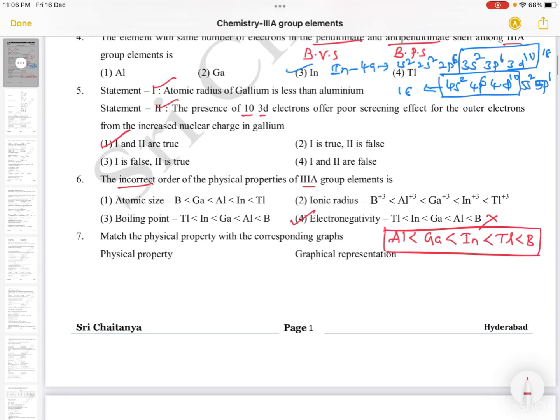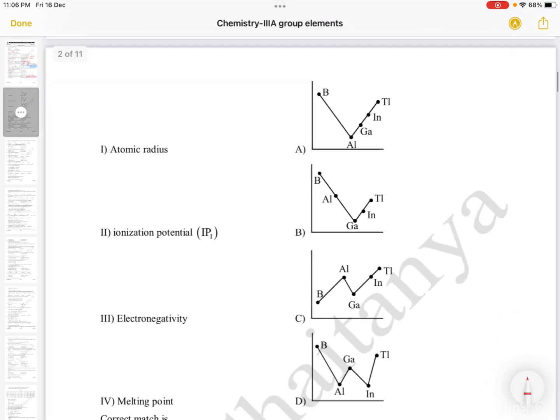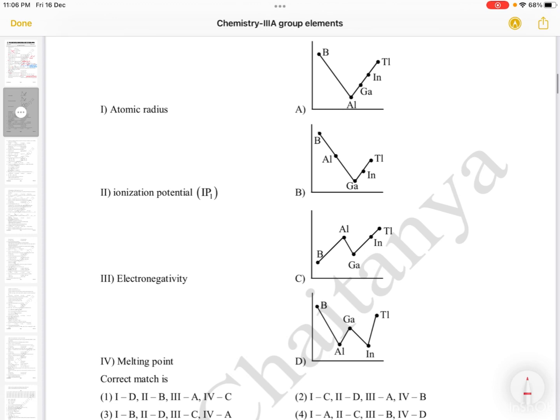Next, match the physical property with the corresponding graphs is asking. So here graphs are given, that is atomic radius, ionization potential, electronegativity, melting point orders are given. So atomic radius, if you observe, top to bottom in a group increases. Means if you observe the elements present in 13th group, boron, aluminium, gallium, indium, and thallium, from boron to thallium, atomic radius increases.